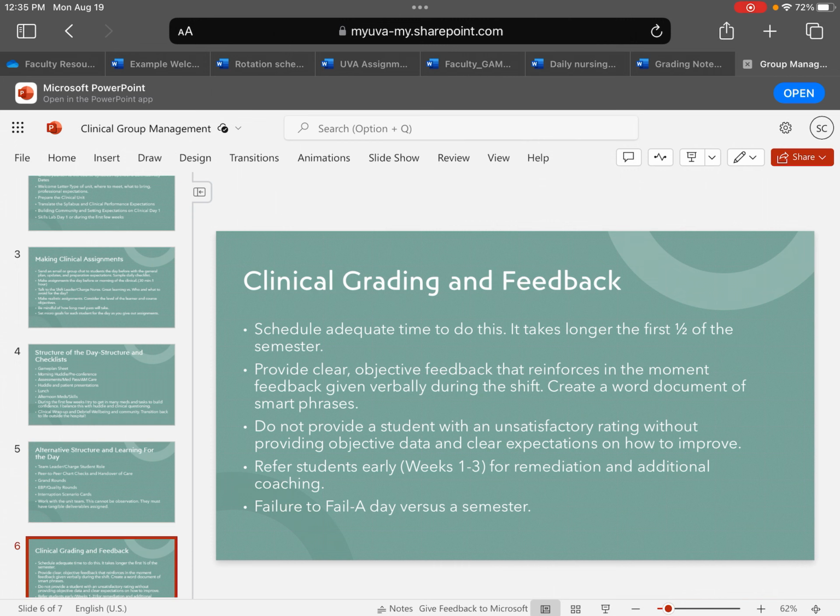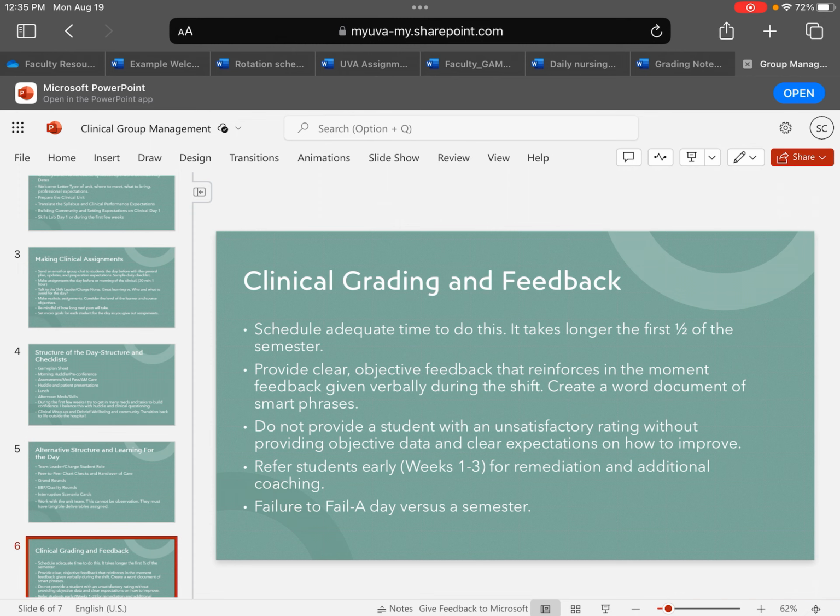Your feedback is critical. It must be clear. It must have objective data. And it must reinforce something that was feedback or a performance concern or success during the clinical shift. I actually have created a Word document of smart phrases that I use because a lot of times you're giving very common feedback, and the smart phrases just help me then individualize the feedback to the particular student and situation.